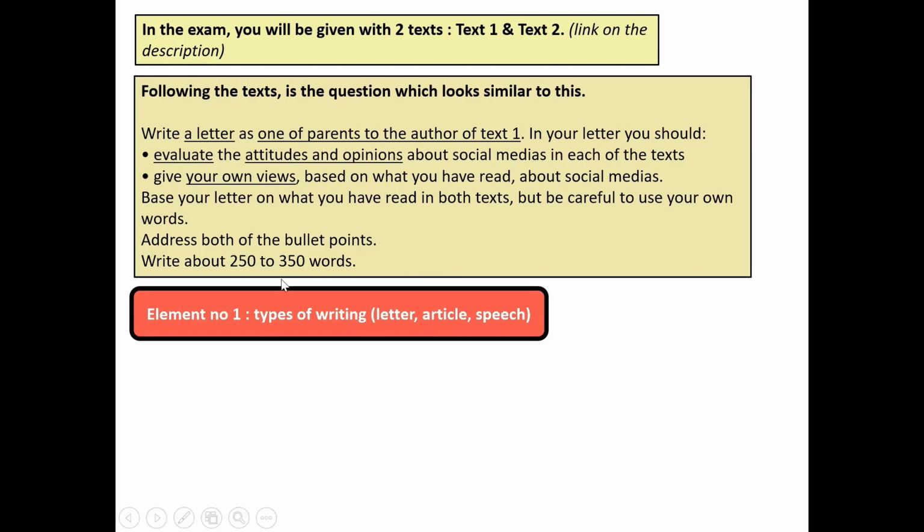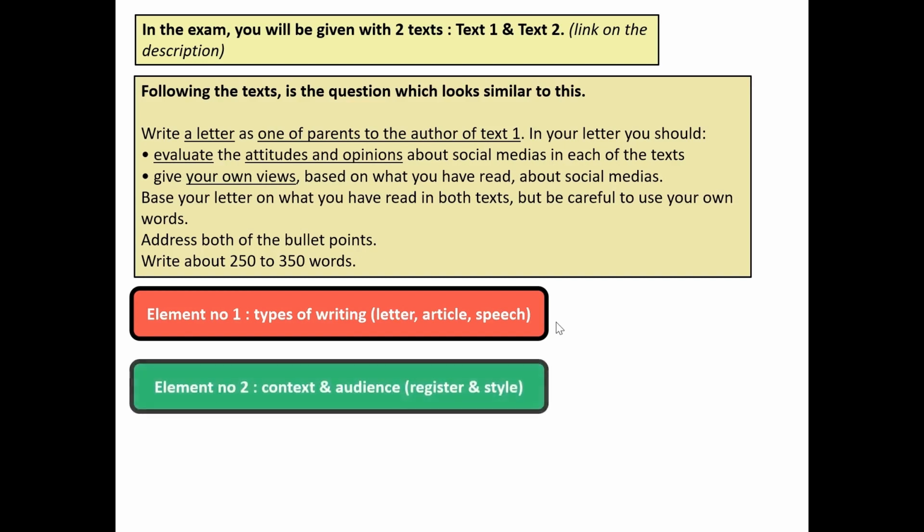Element number one, types of writing. For your information, in directed writing paper 2, the type of writing required might include letter, article, or speech. Right now, we go with a letter as one of the examples, but remember, it is not only limited to a letter. Instead, it would also include article and speech. And remember, there are two different types of letters: first is formal and second is informal letters.